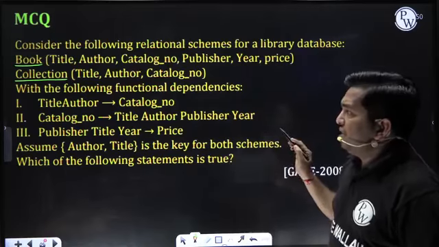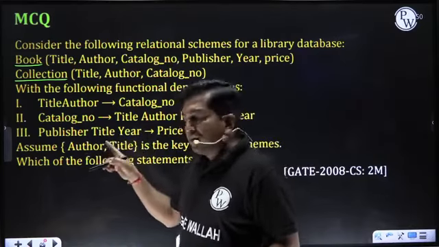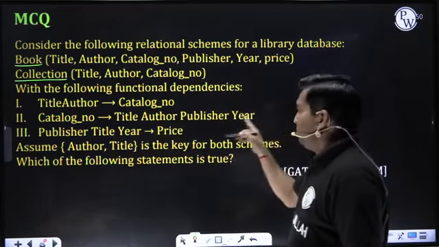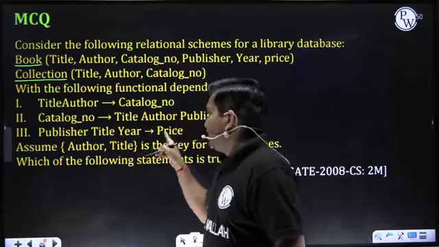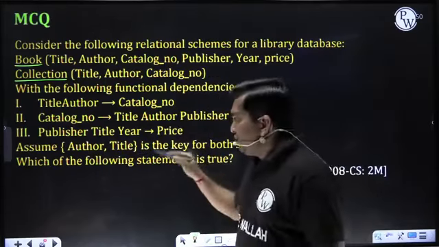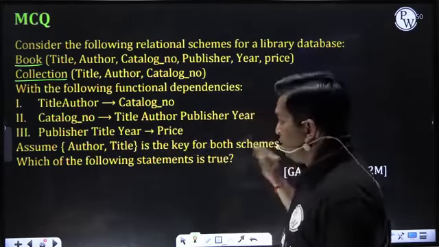With the FDs: FD number one is title, author determine catalog. FD number two: catalog determines title, author, publisher, year. FD number three is publisher, title, year determine price. Assume that author and title is the key for both schemes. Then which of the following statements is true, my dear?